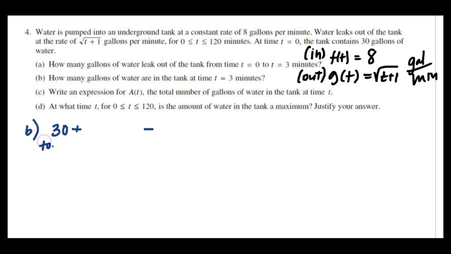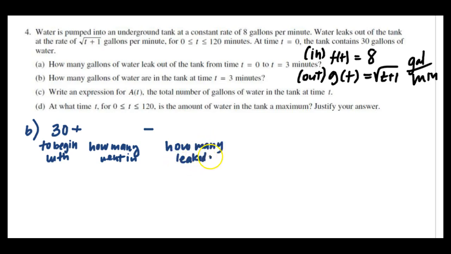So just to write ourselves some notes, we wouldn't have to write this on the AP exam. To begin with, and then how many went in, and then how many gallons went out or leaked out. That's ultimately the setup that we're going to need to figure out. So how many gallons went in between 0 and 3 minutes, and how many gallons went out between 0 and 3 minutes. Now, hopefully you're thinking, well, I know how many leaked out.